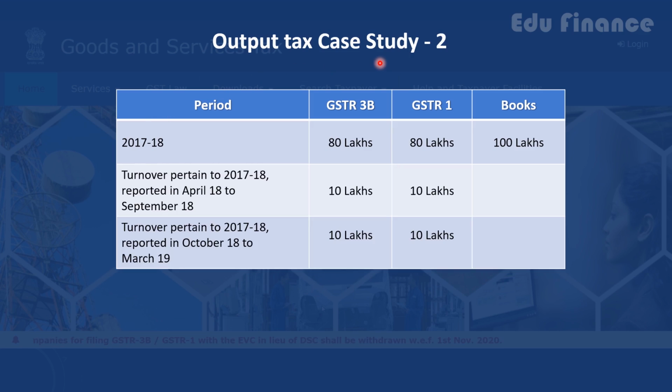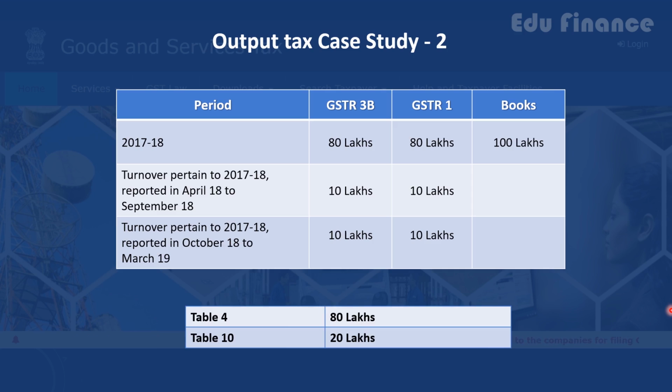Then case study number 2. When books of accounts show turnover of rupees 100 lakh and GSTR 1 and GSTR 3B show turnover of rupees 80 lakhs in financial year 17-18. Out of the balance 20 lakh, 10 lakh is reported before September of financial year 18-19 and the balance after September of 18-19. In such a case, turnover reported in GSTR 3B will be given in table 4 and turnover reported as an amendment in 18-19 shall be given in table 10.